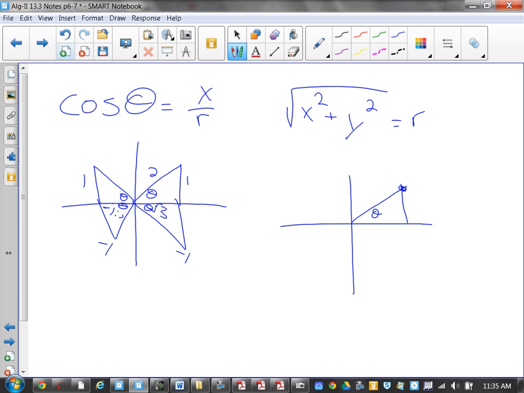Yes, ma'am? Does the hypotenuse change? No. So it's always going to be positive? Yeah, because x squared plus y squared is always going to give you a positive value. Right? That's why that doesn't change.